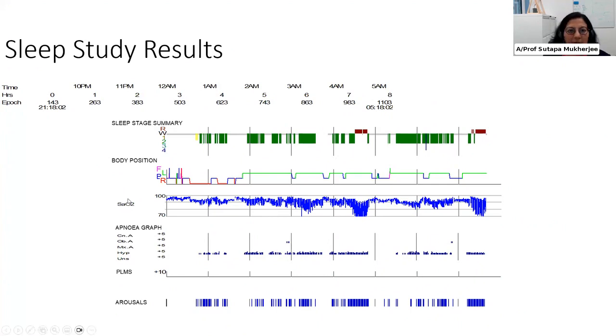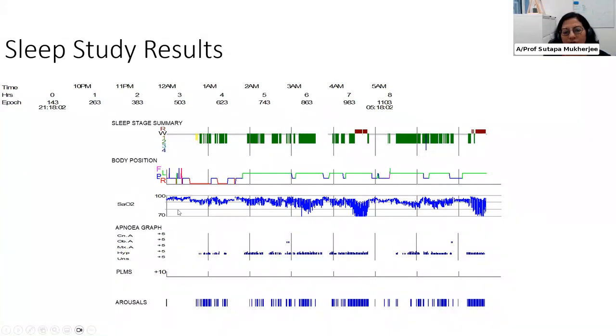And this is a snapshot of what we saw on the sleep study. And this is the timestamp at the top. This is straight from the report, and what we've got here are the actual sleep stages, and the green is stage 2 sleep, with the brown being REM sleep. This is body position, and you can see that he was mainly on the left side, which is the green here.